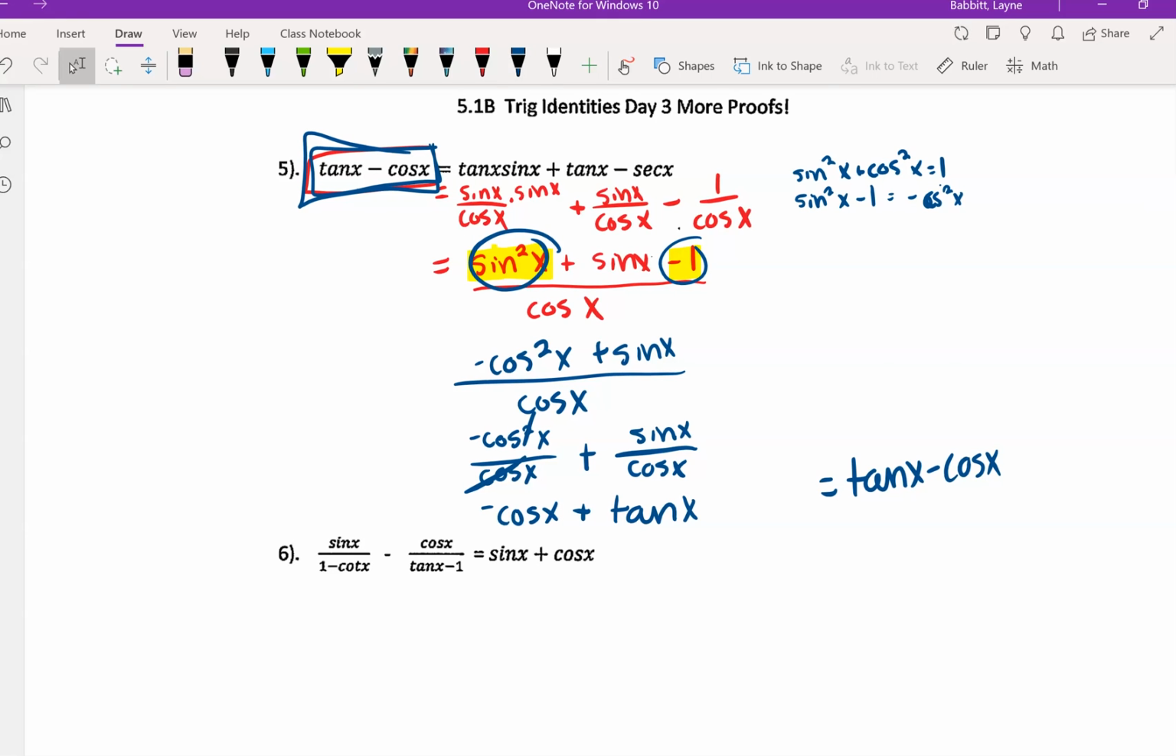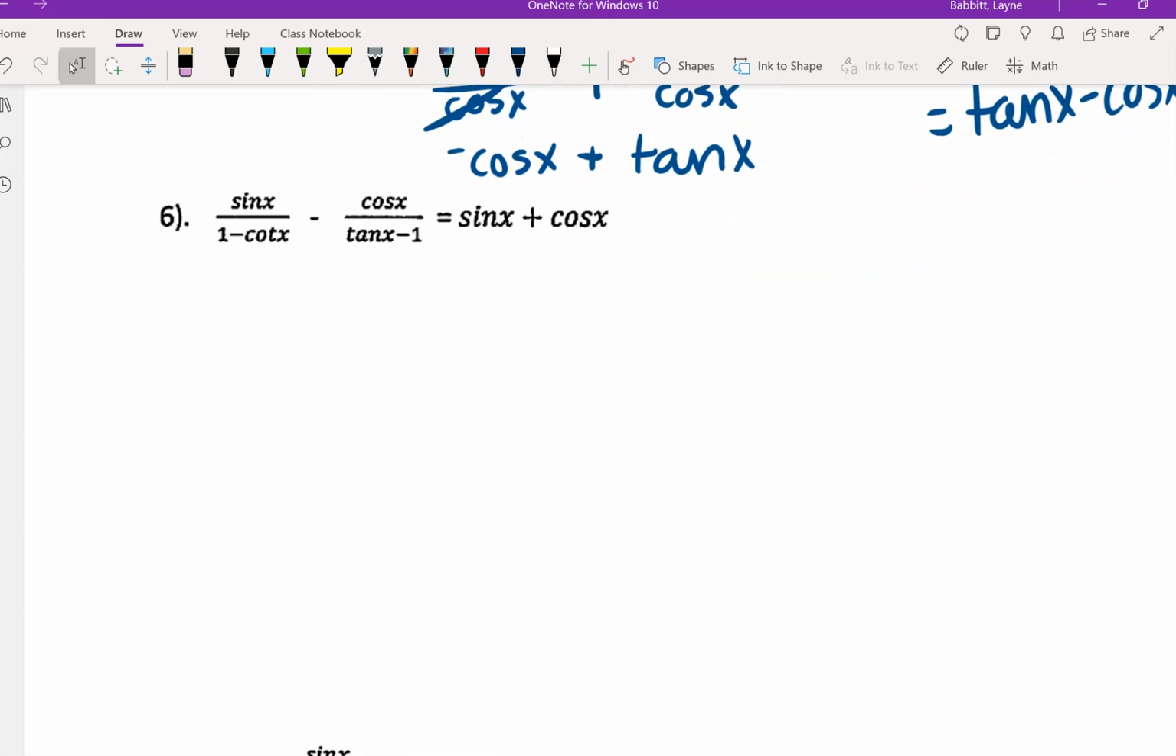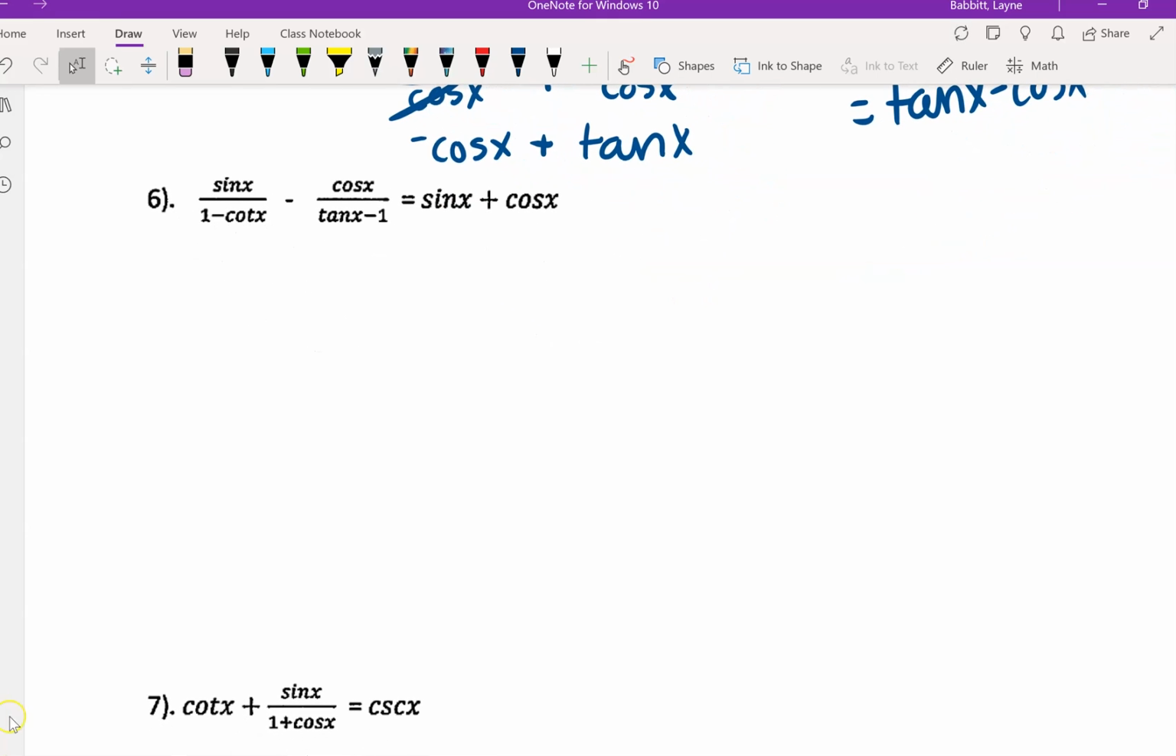All right, take a look at number 6. It's a little bit tricky, so you can try it on your own if you want. Otherwise, just wait for me to do it. All right, so I'm thinking I'm definitely going to simplify the left side so that I can get it simplified to just sine x plus cosine x.